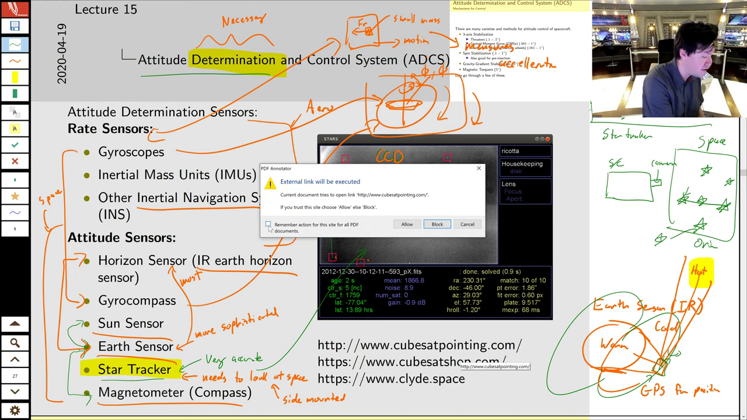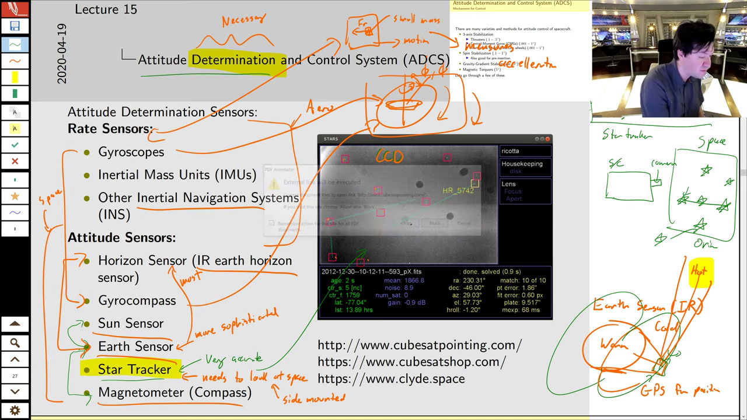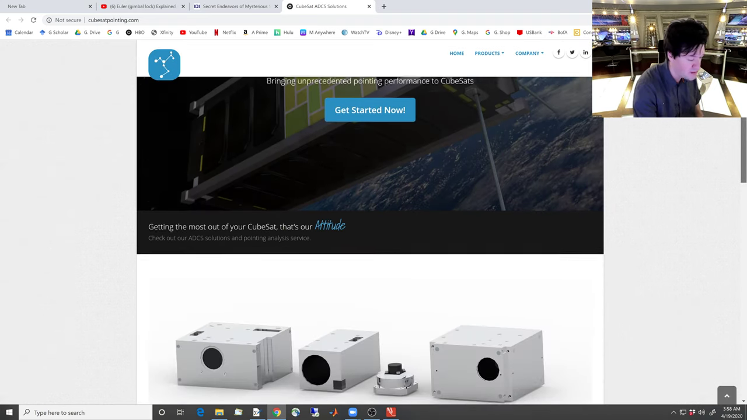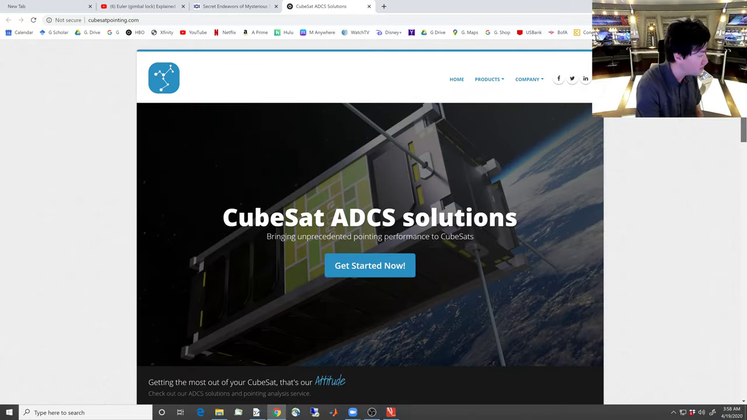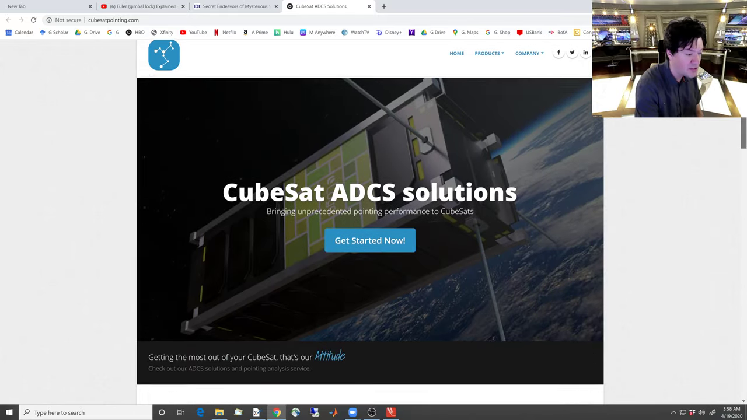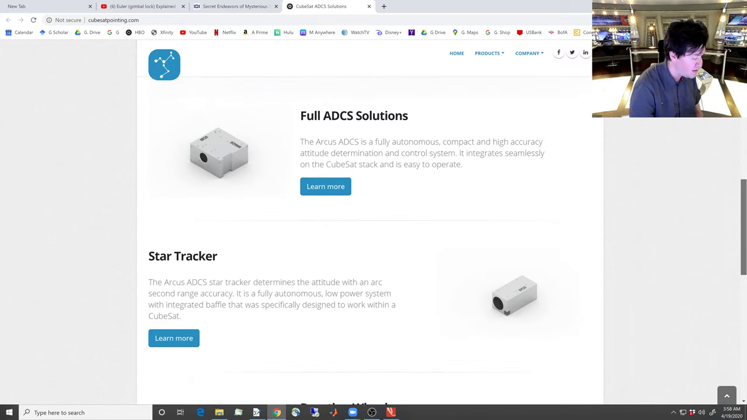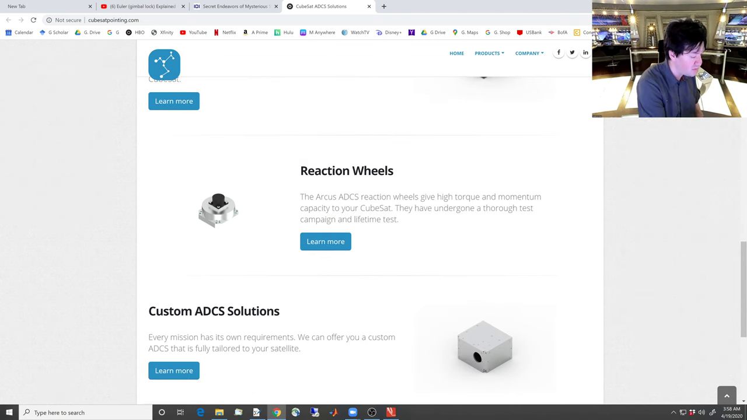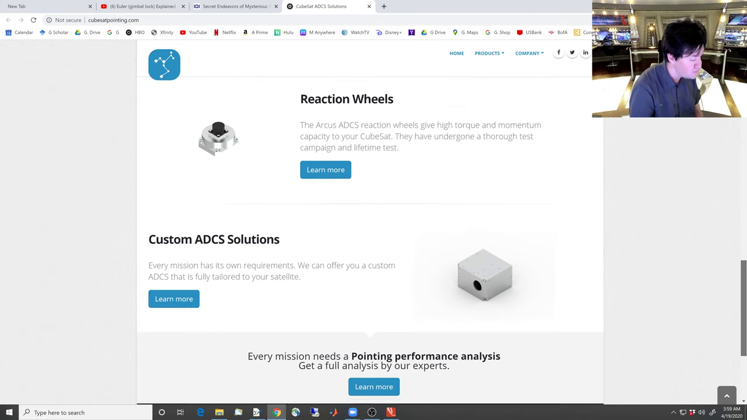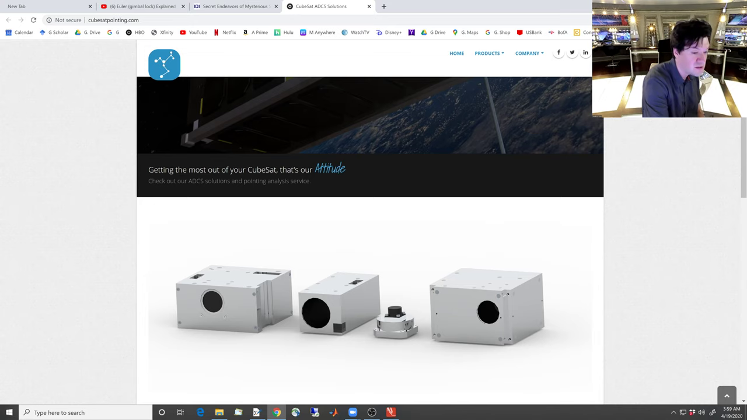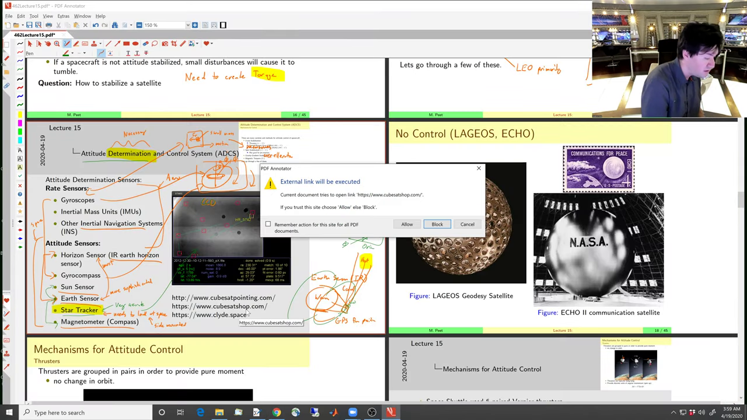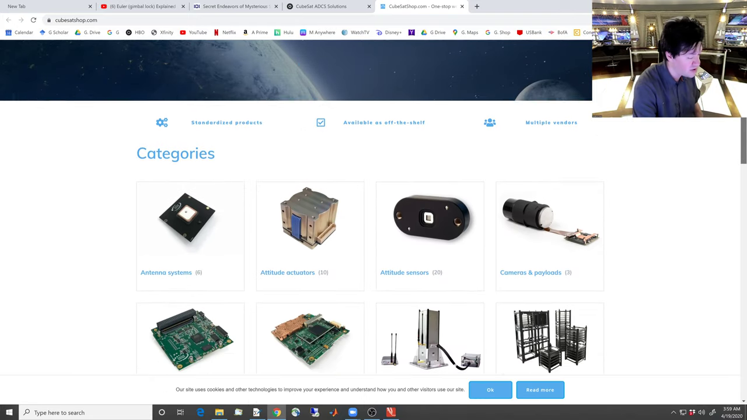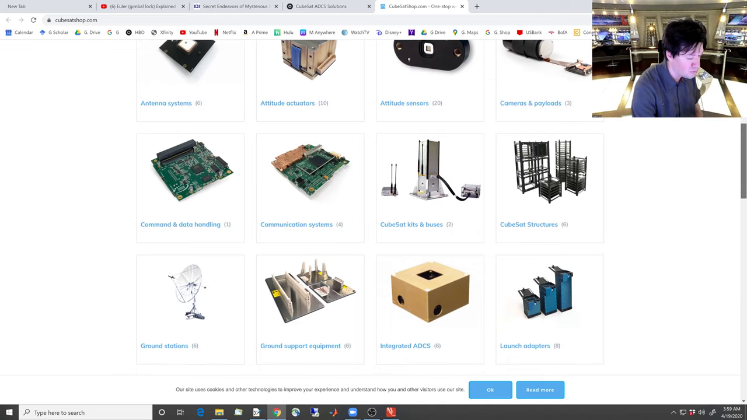If you want an attitude control system, they're pretty standard nowadays, relatively inexpensive. So for example, this is CubeSat Pointing, a specialized company for producing these things. So here you can buy their star tracker. We'll talk about reaction wheels in a second. You can buy an off-the-shelf reaction wheel and so forth. If we go back to our slide, go to another one. So there's the star tracker. Star trackers are, of course, the gold standard, so they're more common than other trackers.